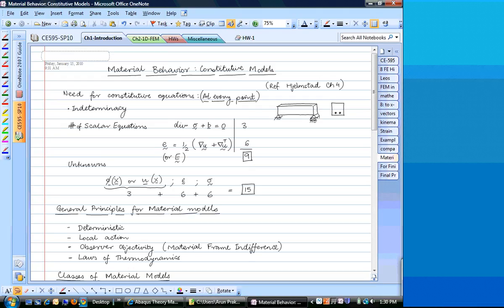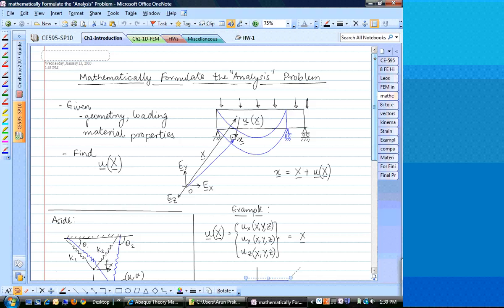Okay. So what I'm planning to do today is talk a little bit about material behavior. So just to put it back into context, we were trying to solve this problem. So we started by saying that we want to find the displacement field at each and every point in our structure given all this loading and geometry and all that.